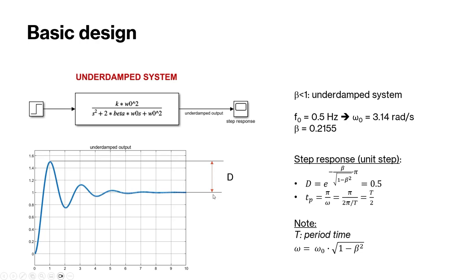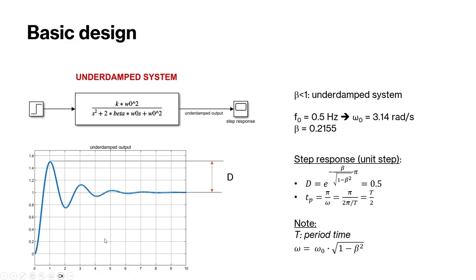We can also calculate that overshoot, because the overshoot D is equal to e to the power minus beta pi over the square root of 1 minus beta squared. And in this case, using this value for beta, the overshoot is 0.5, which we can see over there.